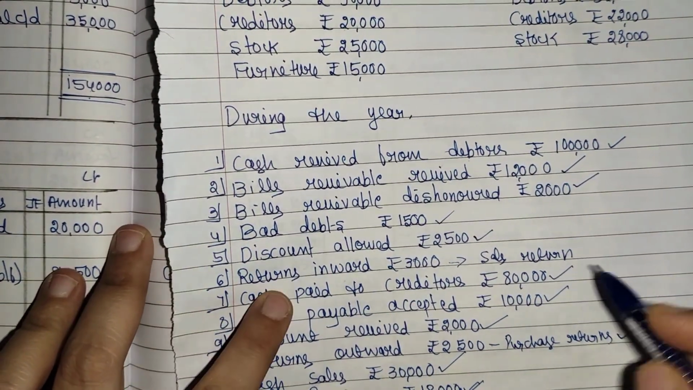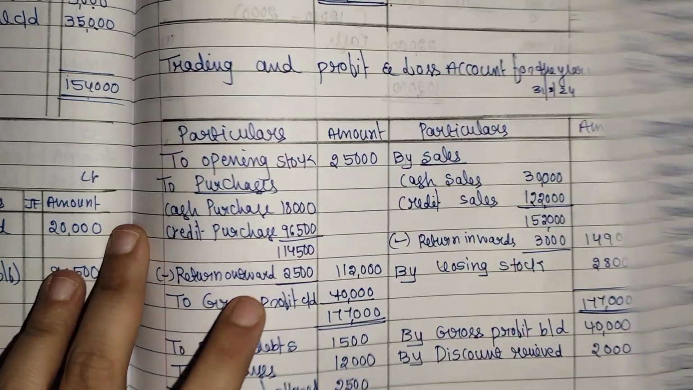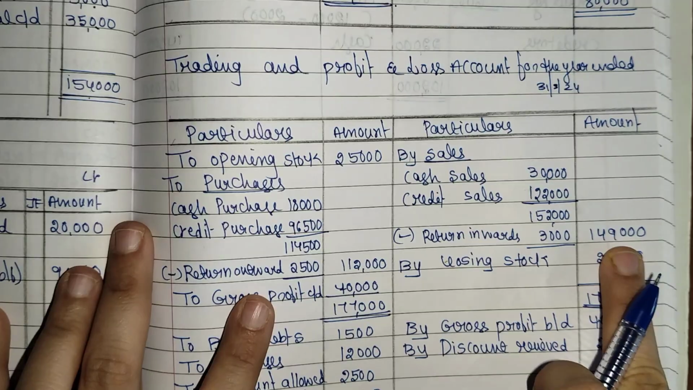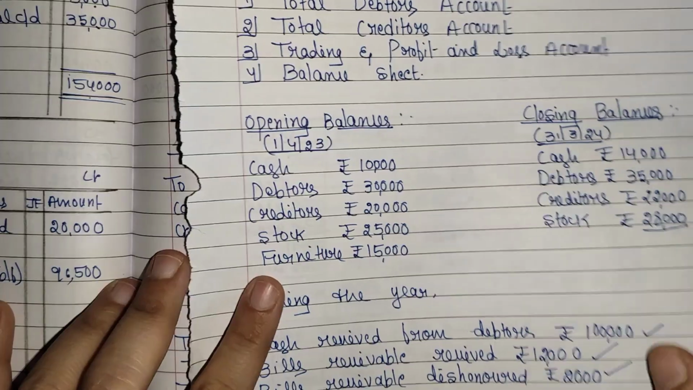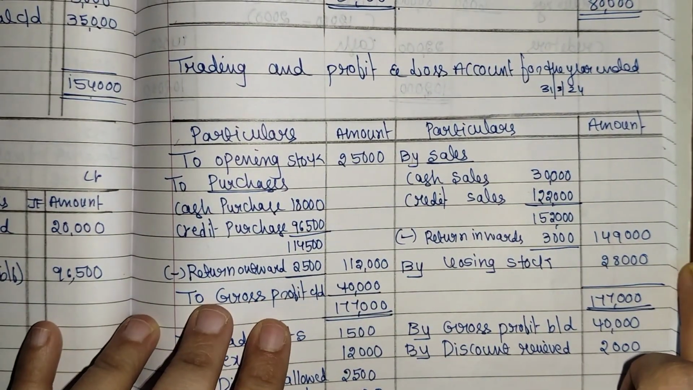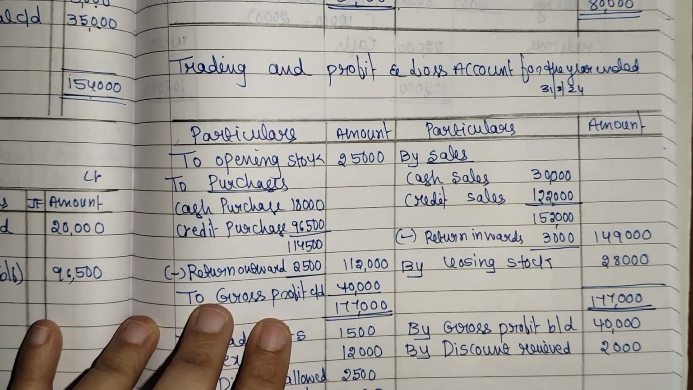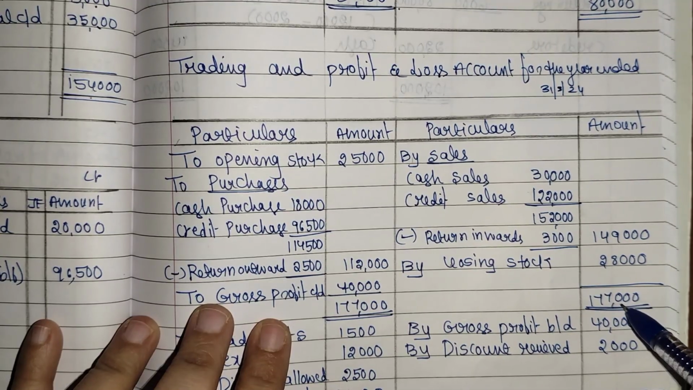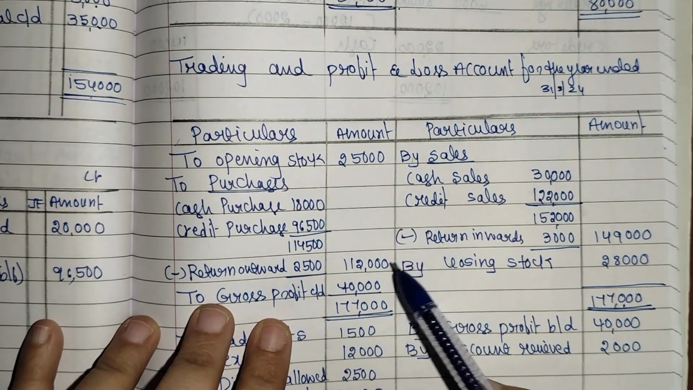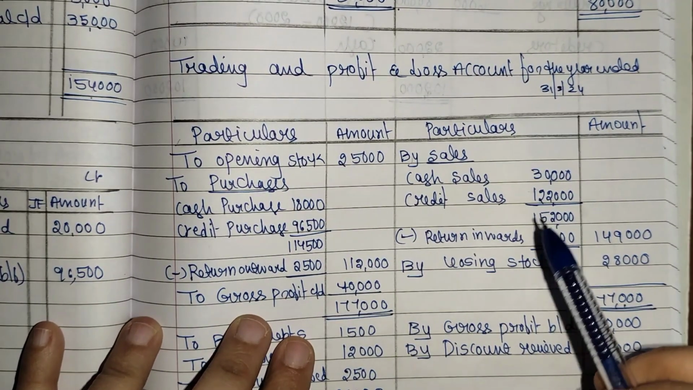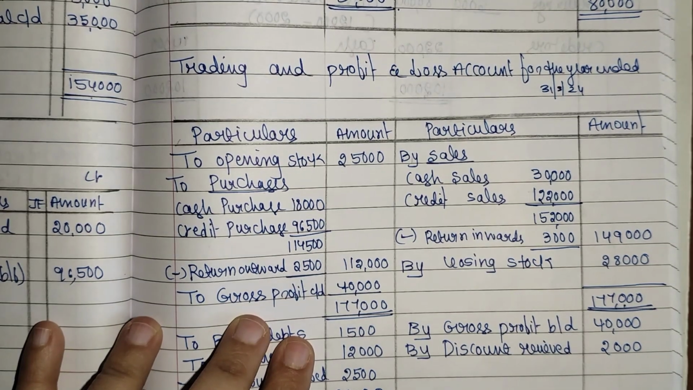And there is one return inwards. Return inwards, how much? That is rupees 3,000. Sales return. So deduct 3,000, then we will get 1,49,000. Now by closing stock, how much? That is rupees 28,000. So write down closing stock. Now gross profit or gross loss. Here there is gross profit. Credit side is more, that is rupees 1,77,000. So deduct 25,000 and 1,12,000. Then we will get gross profit of rupees 40,000. Now the trading account is over.